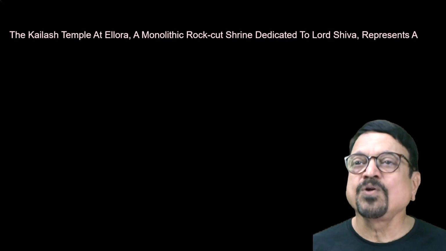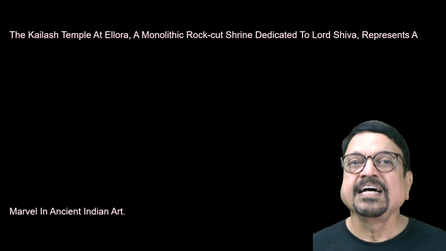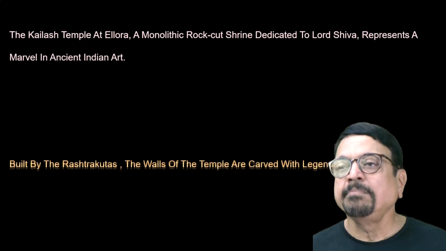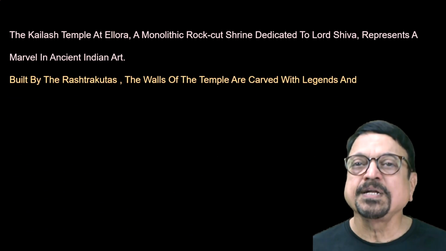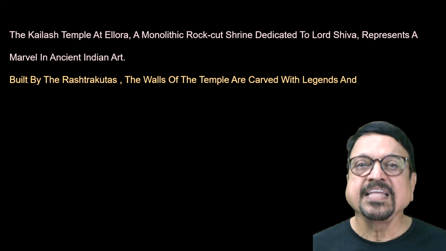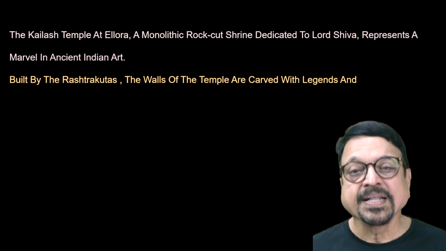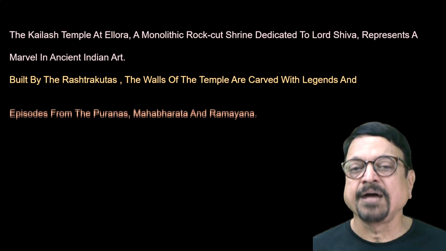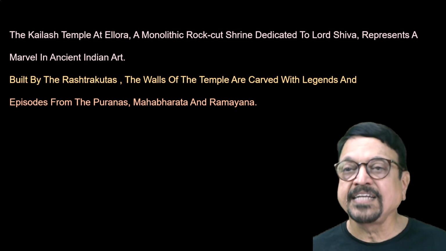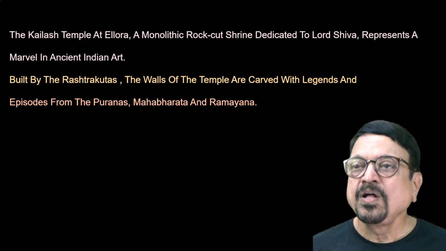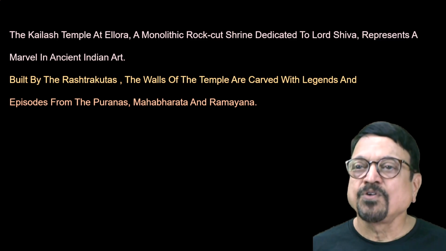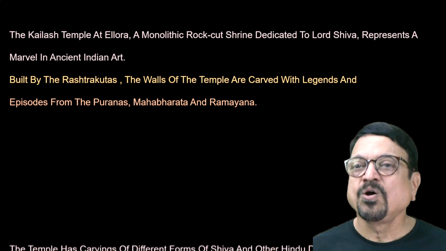The Kailash temple at Ellora is a monolith, rock-cut shrine dedicated to Lord Shiva, and represents a marvel in ancient Indian art and history. Built by the Rashtrakutas, the walls of the temple are covered with legends. Now we are going to cover them, and each and every carving is covered and described by us. There are episodes from Puranas, Mahabharata or Ramayana.